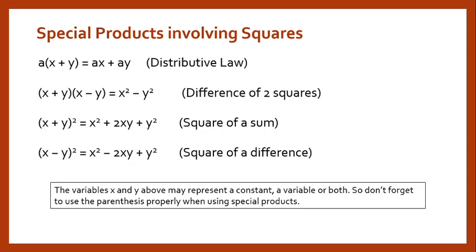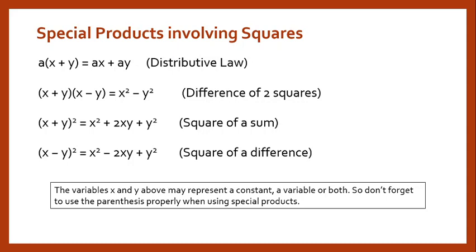So makikita niyo doon na special products ay ginagamit instead of the FOIL method. So instead of distributing each term by multiplying the binomials or every variable and constant, you can use these special products as long as pareho sila ng form. Okay? So for the first one, we have difference of two squares.